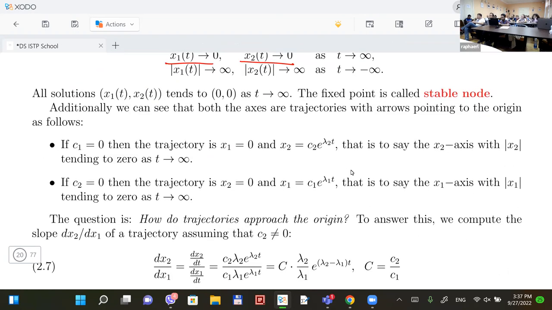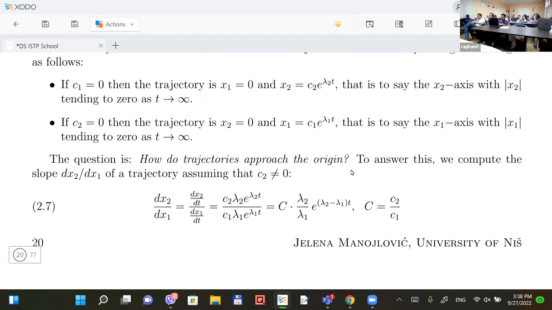Additionally, both axes, x1 and x2 axes, are also trajectories, and the flow on these trajectories is also going to the origin. So we are approaching the origin, but now we don't have a curve as a trajectory, and this is what we call the straight-line solution, the line along which we approach the origin.